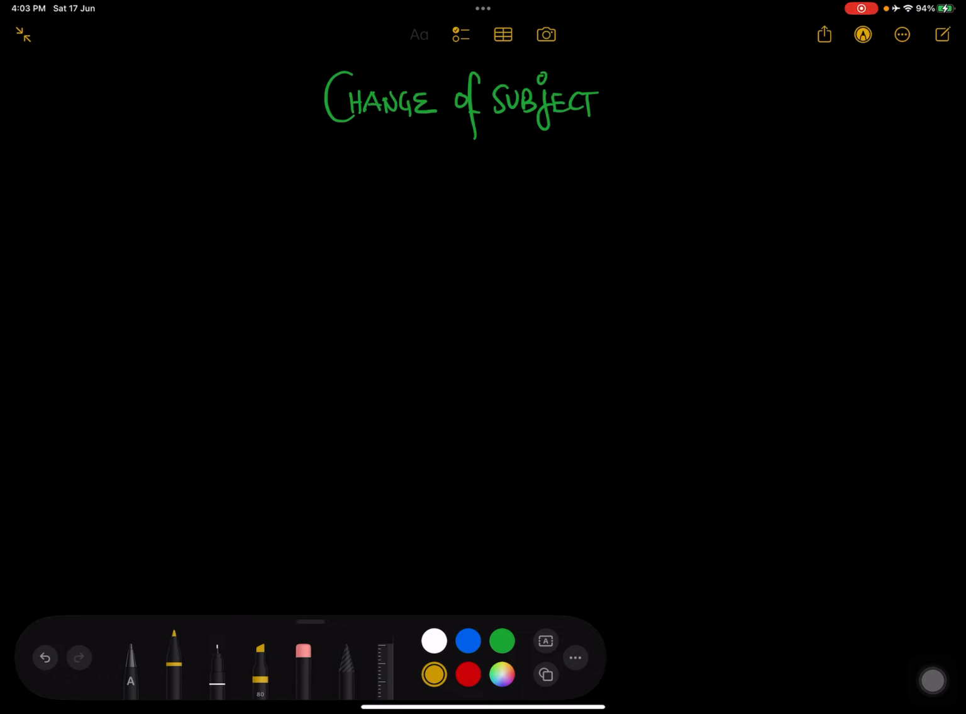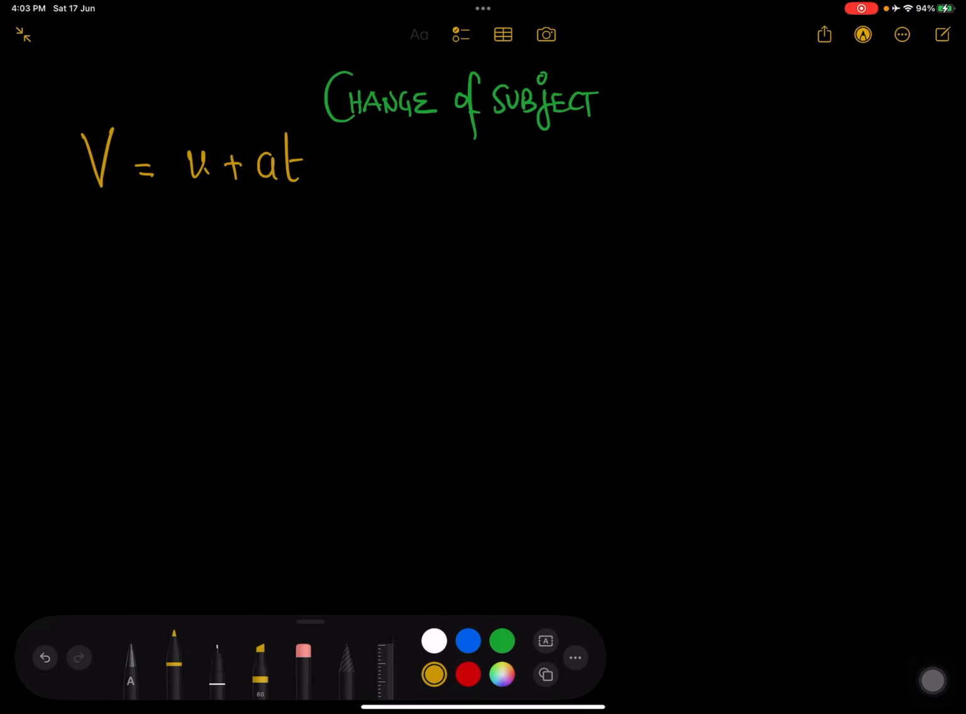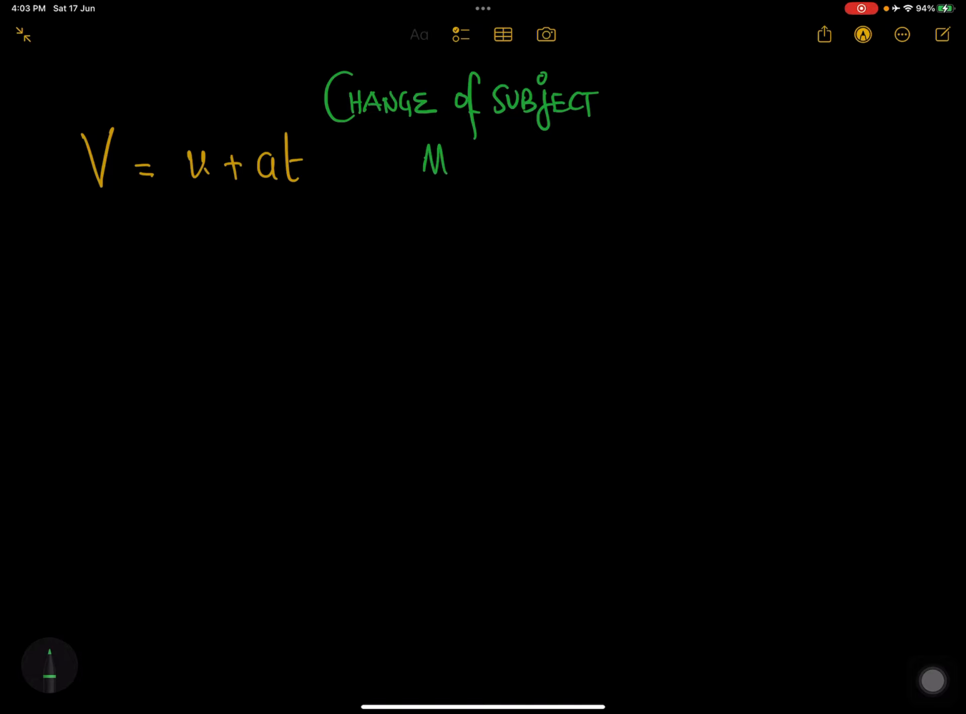Imagine we are being presented with this problem. Let's say we have v equal to u plus at. Those of you who are doing physics, I know this will be a very familiar formula. It's a velocity formula. But we're not doing physics today. We are being asked to make a the subject. We're going to make a stand alone. How do we do that?